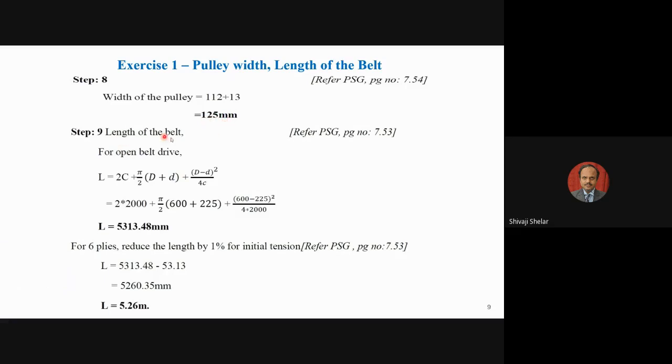Now next is to calculate the length of the belt, so that you can give the right arrangement for center distance adjustment. Sometimes these drives may have adjustment in the center distance. Sometimes there will be a fixed center distance. So let's consider this is a fixed center distance, and we are considering an open belt drive.